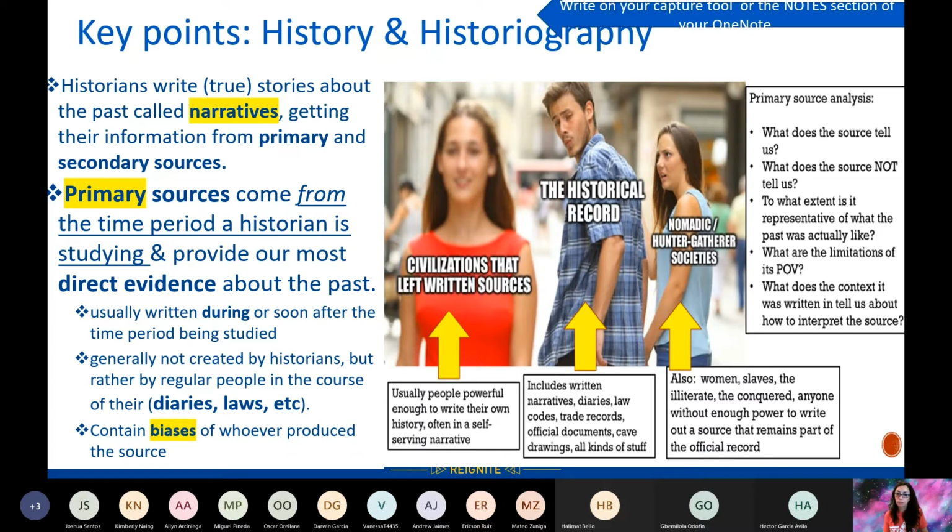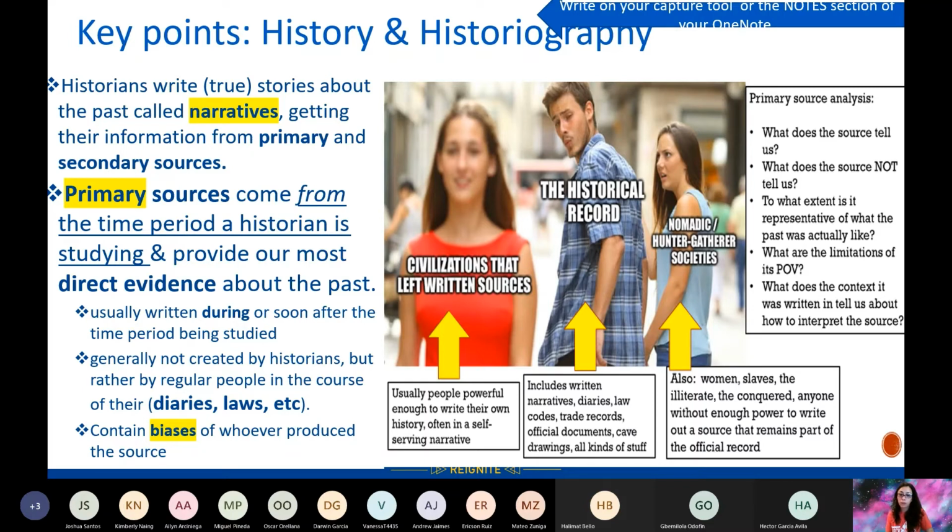Notably, women, slaves, people who can't read and write, people who just got conquered, people without enough power to write a source. They tend to remain outside of the official record of history, so we have to work extra hard to figure out what life would have been like for them.